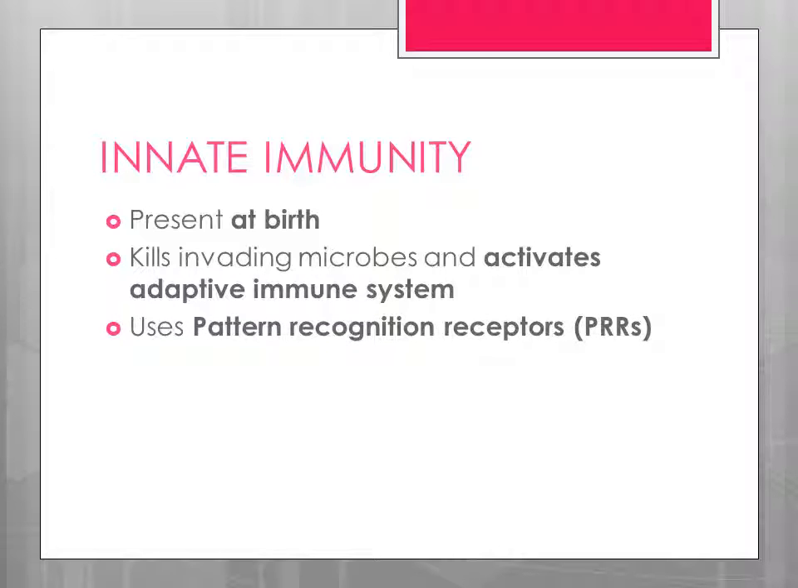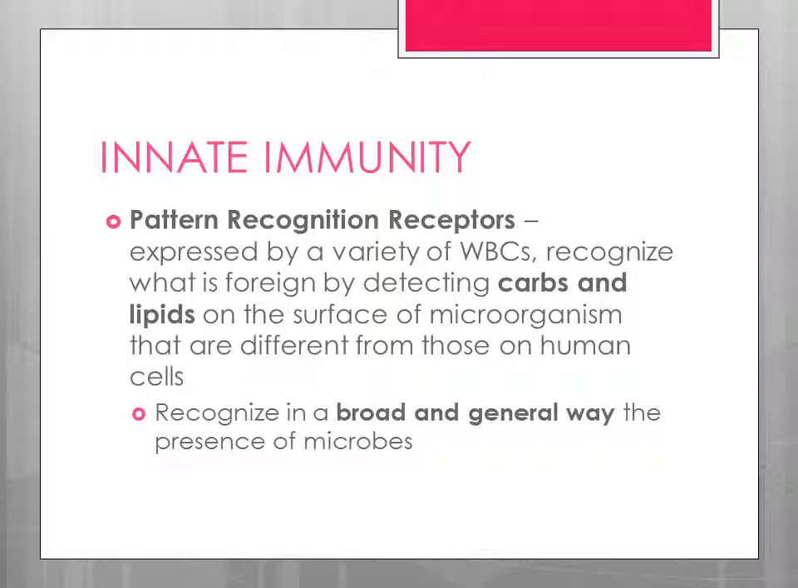And it's going to use pattern recognition receptors, also known as PRRs, and these are very, very important when we talk about immunology or the immune system. Pattern recognition receptors are basically going to recognize what's foreign by detecting carbs and lipids on the surface of microorganisms that are different from those on human cells.